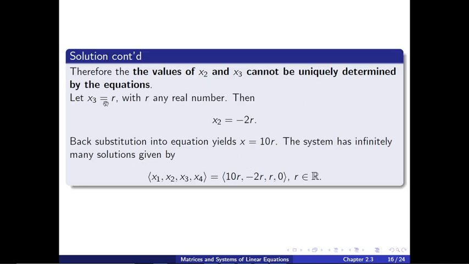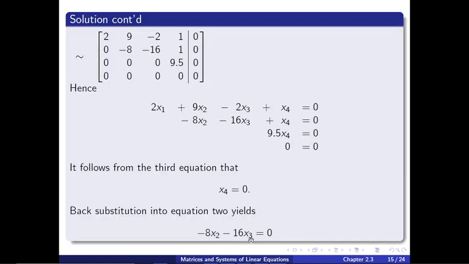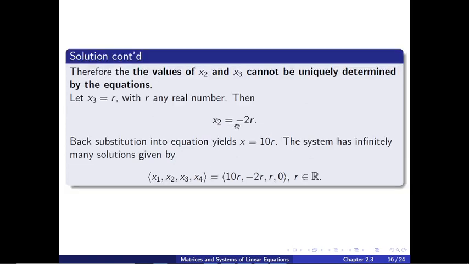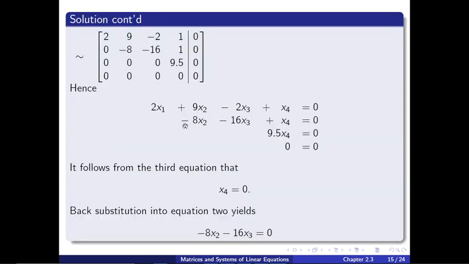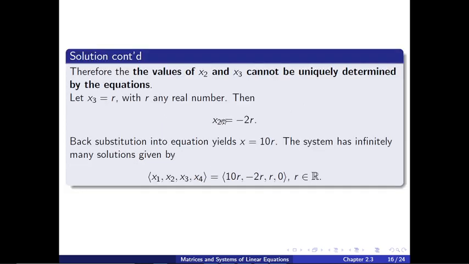So what do we do? We take x3 to be some constant, some r, where r is a real number, and then we find x2. If we put x3 equal to r, we find that x2 is equal to minus 2r. And if we do back substitution into the first equation, with x4 equal to 0, x3 equal to r, x2 equal to minus 2r, then we find x1. We will find that x1 is equal to 10r. This is supposed to be x1.